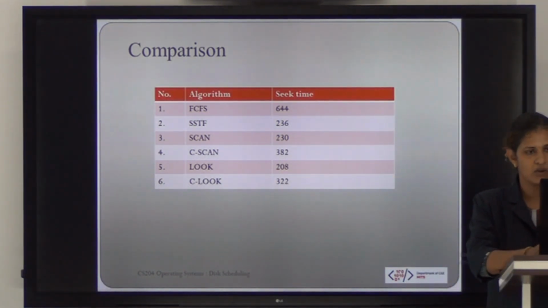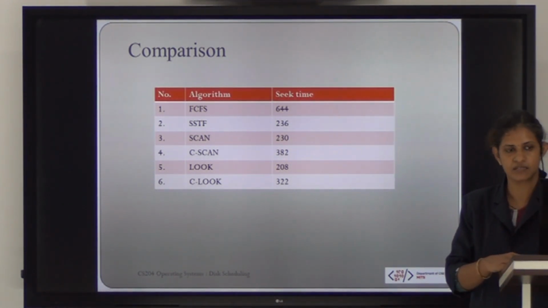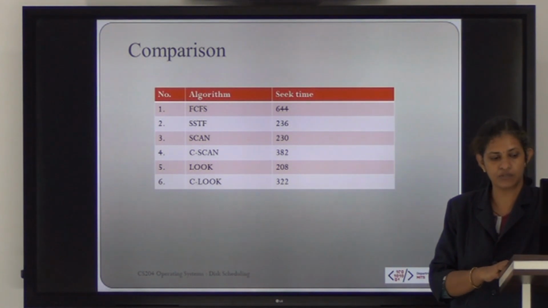And this is all about scheduling algorithms. In this class we have seen what a disk is, the need for disk scheduling, and the various disk scheduling algorithms. Thank you.